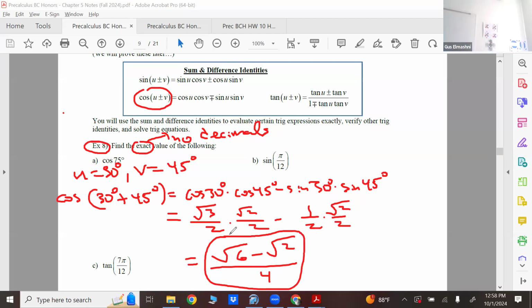And this makes sense because root 6 minus root 2 is a positive value, right? Root 6 is bigger than root 2, and 4, of course, is positive. For 75 degrees in the first quadrant, we should expect a positive answer. We do. Root 6 minus root 2 over 4 will be the cosine of 75 degrees. That's the exact value of it, and that's how you can use an identity to do that.